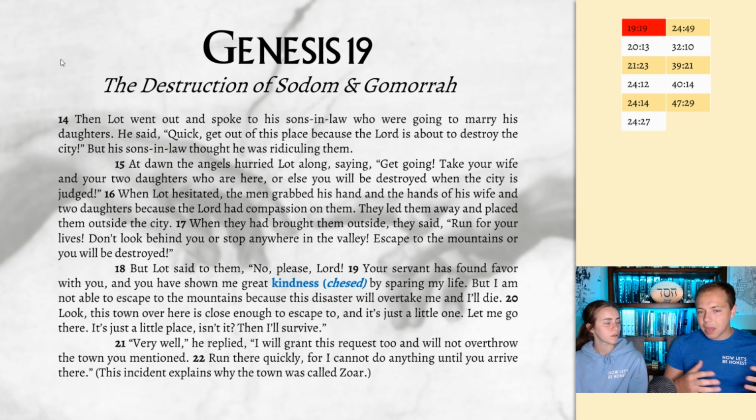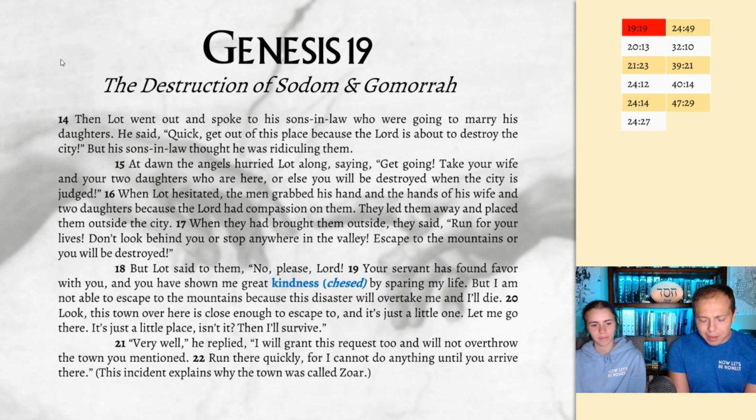But at the same time, there doesn't seem to be a lot of logic going on here, because the scope of the destruction is going to be too big. And really, once again, Lot just doesn't seem to be taking this as seriously as he should because he continues to say, look, this town over here is close enough to escape to. And it's just a little one. And it's like, okay, it's close enough to escape to. The whole point is that this destruction is going to be vast. You don't want to go to a town that's close to escape to. You want to get as far away as possible. That's why they said go to the mountains. But he just seems to not be getting this.